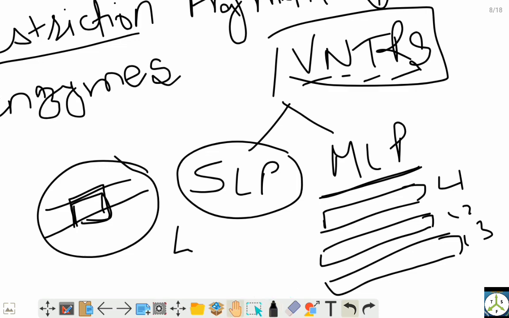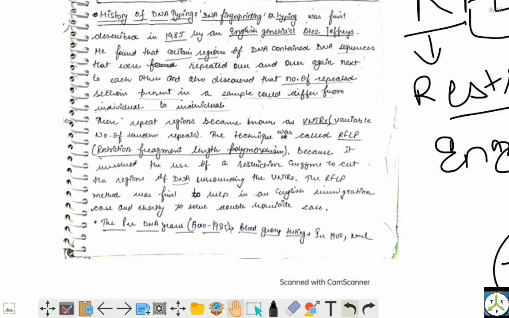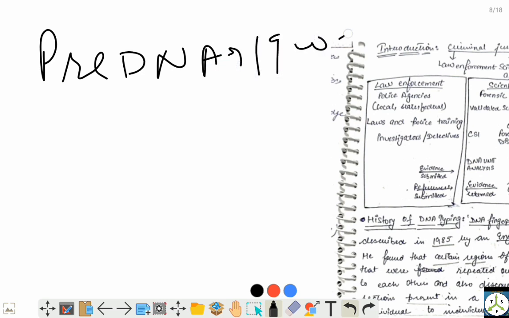Now, coming to our main topic, first of all we have the different eras of the DNA years. The first era is the pre-DNA era, which is from 1900 to 1935.